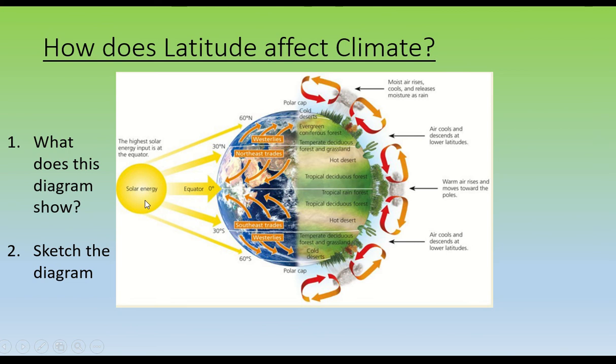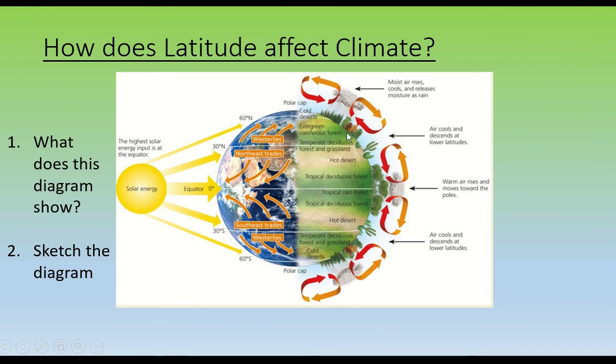This shows solar energy, and the arrow width tells you that this part of the Earth, the equator, gets the most solar energy, and then the further north or south you go, the less solar energy you get because of this curvature of the Earth. Don't worry too much about these winds, the westerlies and northeast trades. Don't put those onto your diagram. We don't need to know those quite yet.